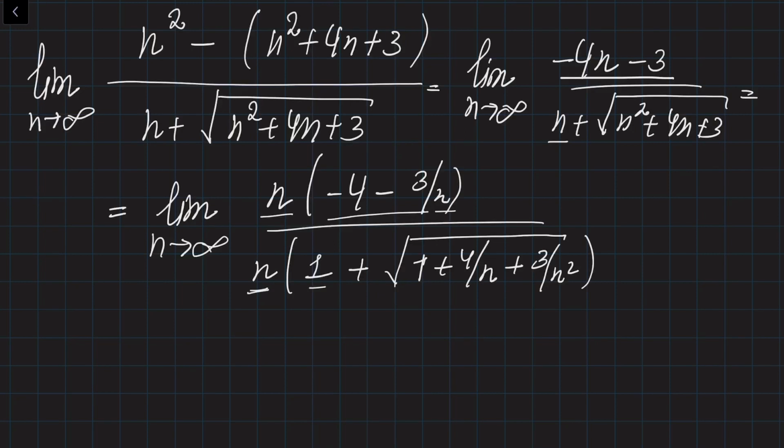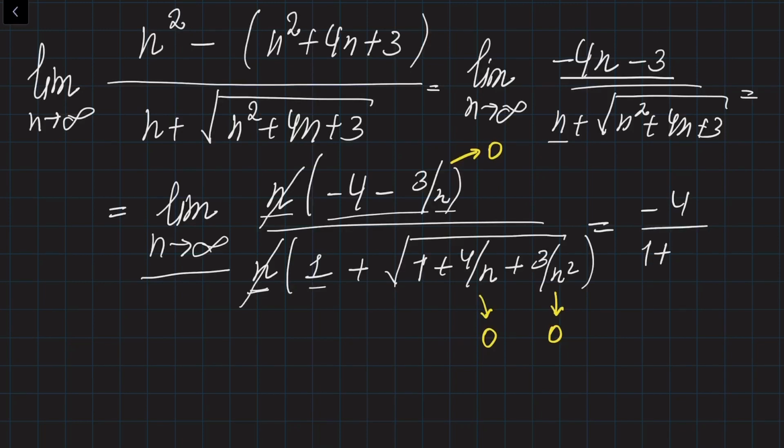So we did this in order to just cancel these two n's, and when n goes to infinity, this term, for example, goes to 0. This term is also going to 0. This term goes to 0, and what is left is minus 4 on the numerator, and on the denominator we have 1 plus square root of 1, which is also 1, and the answer is going to be minus 2. So the limit of the sequence is equal to minus 2. So the sequence is converging, and it's converging to minus 2.